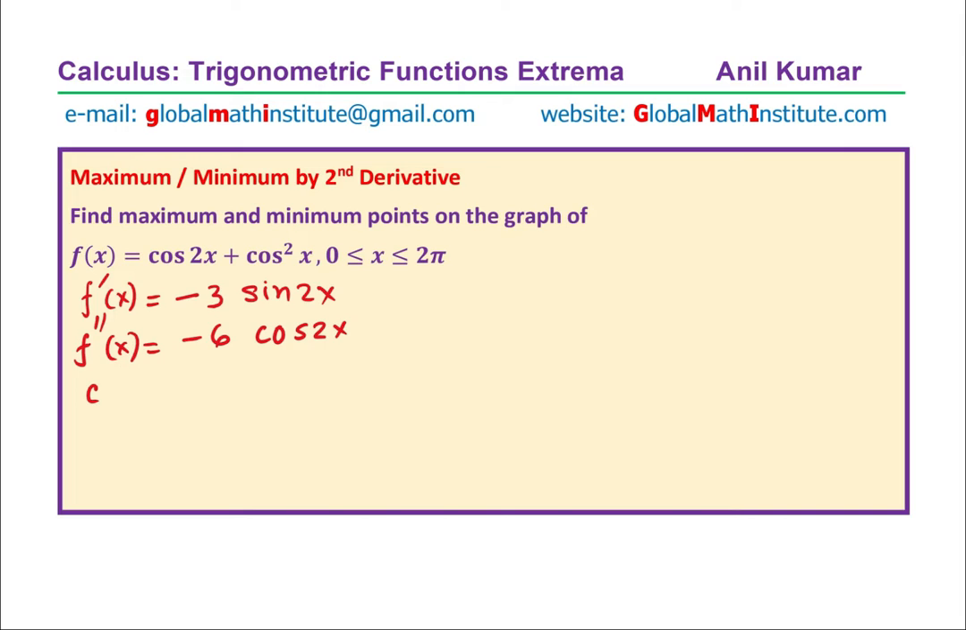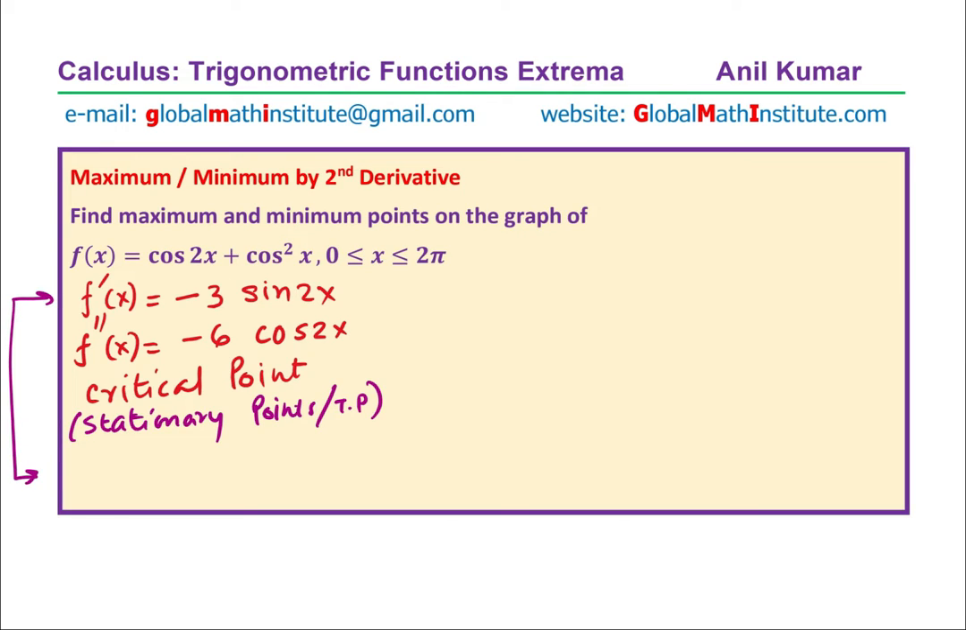And our critical numbers or critical points are, you can also call these points stationary points in this particular case, since these are the turning points. Let me write down both things here. Some students will use stationary points, turning points. So from the first derivative test, we figured out that the stationary points are at x equals 0, pi by 2, pi, and 3 pi by 2.